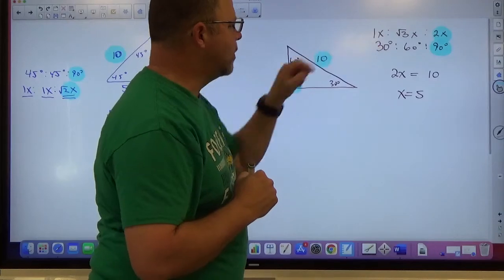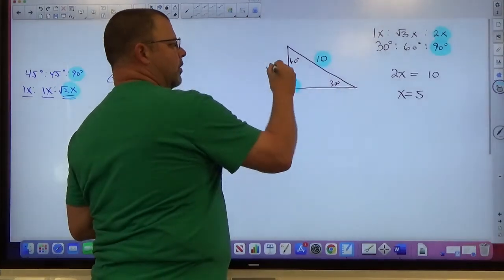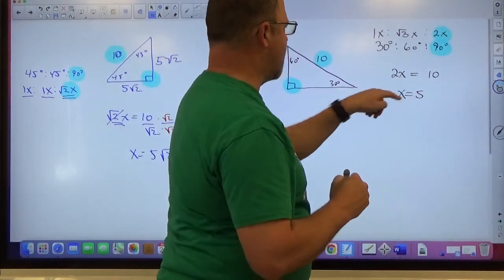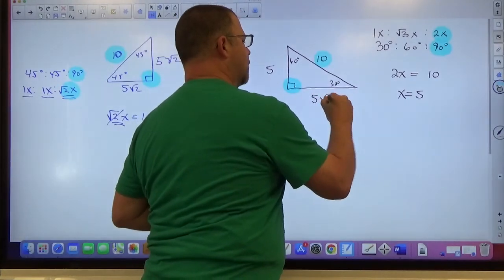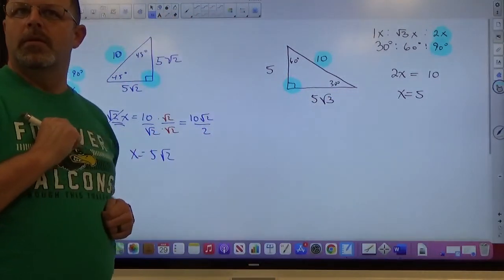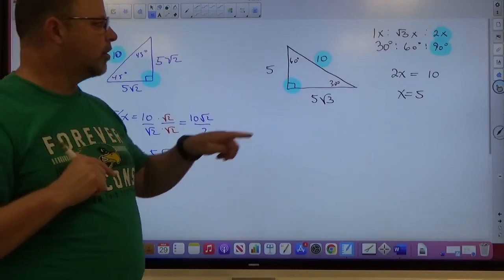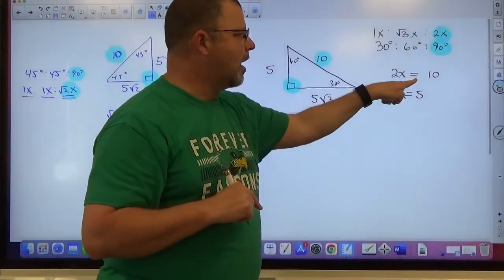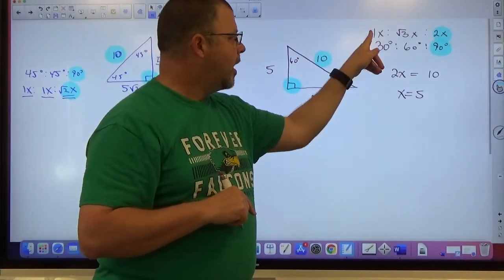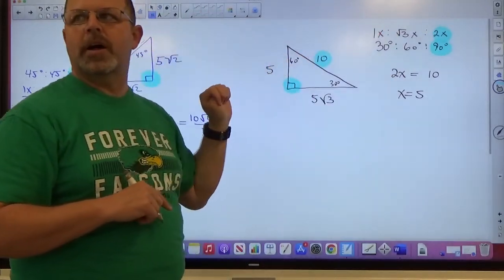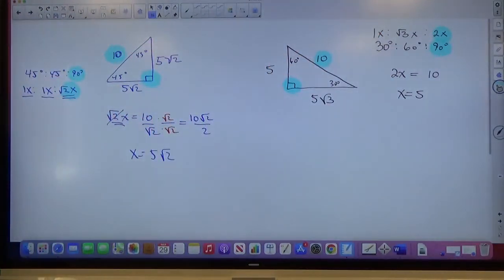1 times 5 is 5, that's opposite the 30-degree side. The square root of 3 times 5 equals 5 times the square root of 3, that's opposite the 60-degree side. So whichever side they give you, just let that ratio piece equal that actual measure to figure out what x is, and then just use the ratio to get all three sides. Works 100% of the time, it's pretty straightforward, pretty efficient. It's a good way to do those problems, all right? But again, we hadn't done it that way recently, or I don't know if we ever did it this way, but if you never did it that way, that's how you do it.